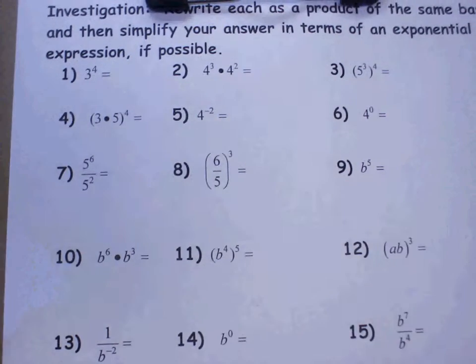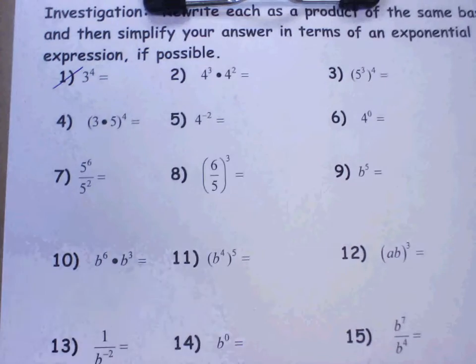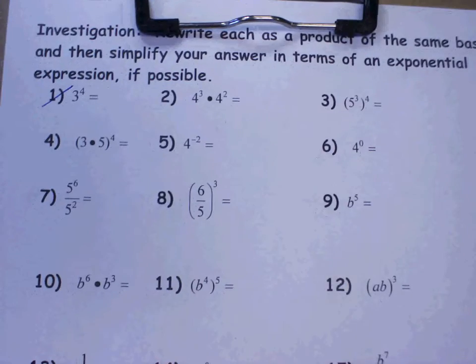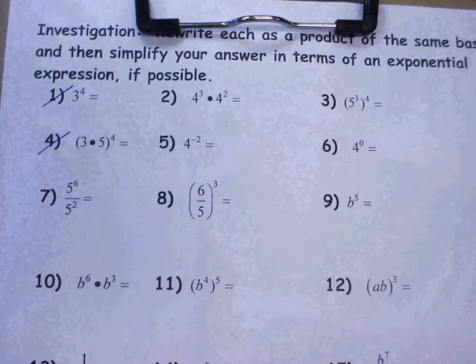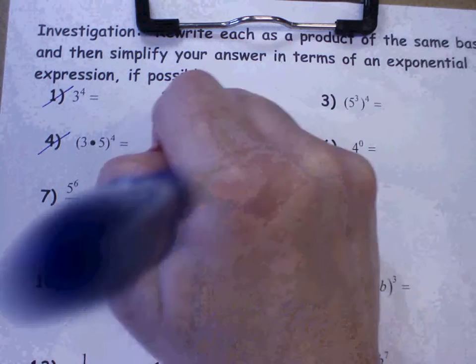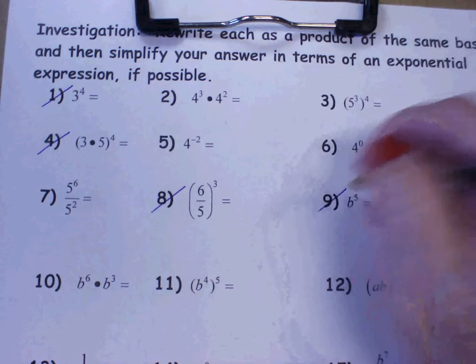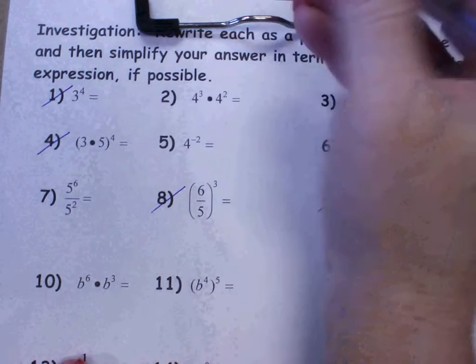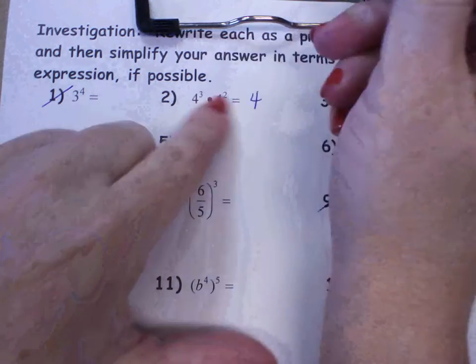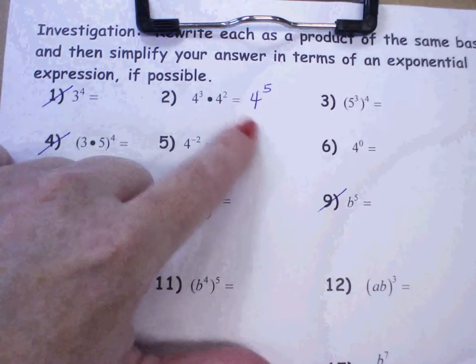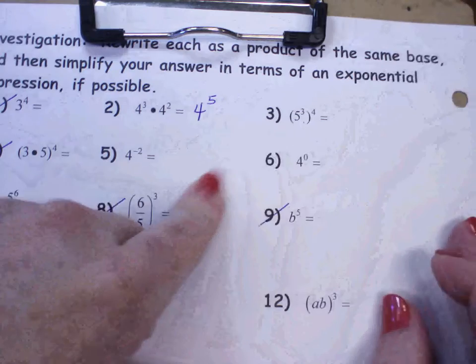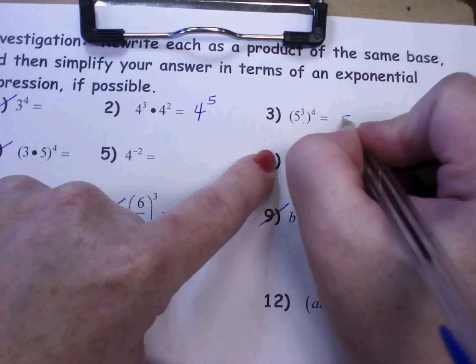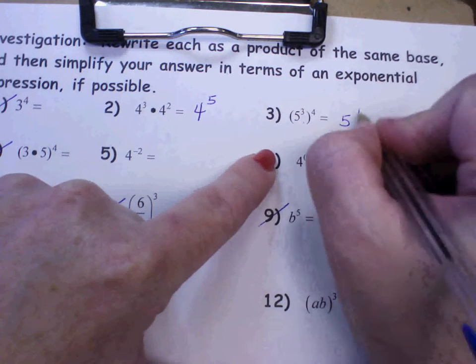All right. We're not doing 1. We're not doing 4. We're not doing 8. And we're not doing 9. I bet I can. All right, let's do this one. What do you do with the exponents? All right, so 3 and 2, 5. What do you do with the exponents? Multiply them, so that will be 5, or distribute. 3 times 4, 12.